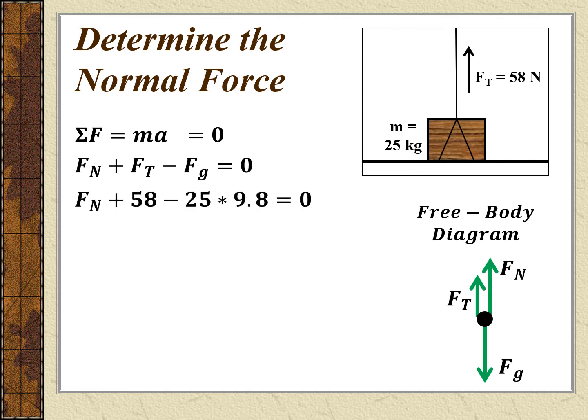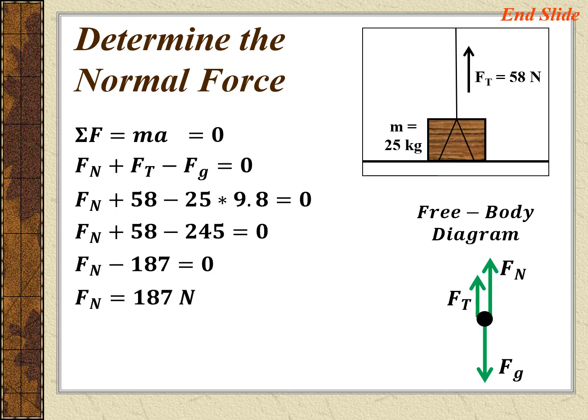We take the force of tension that's given to us, that's going to be 58 newtons, minus the force of gravity. We have an equation for force of gravity, which is mass, that's 25 kilograms times 9.8. We go ahead and plug that in. The reason it's a positive 9.8 is because the negative is already right here, so we don't put it in twice. So we get 25 times 9.8, that gives us 245. So 58 minus 245 gives me negative 187. We take that negative 187 to the other side, and we get the normal force is going to be equal to 187 newtons.